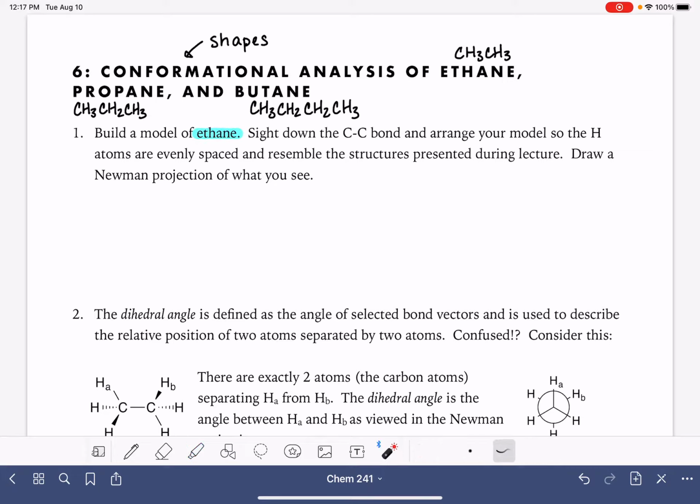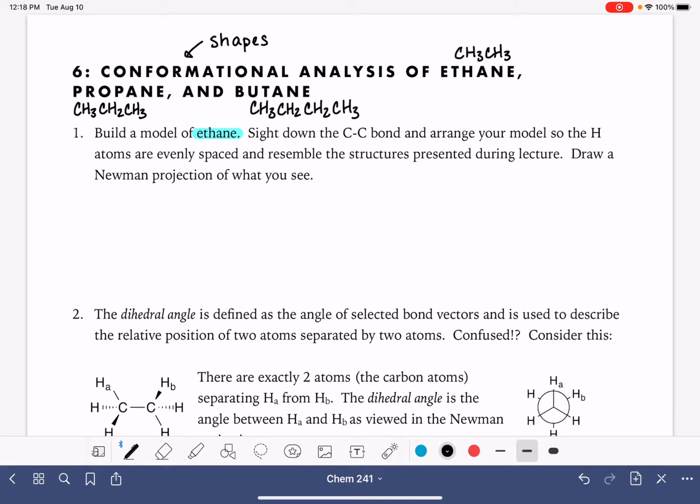You're definitely going to want to use your model kit to build a model of ethane and sight down the carbon-carbon bond. So that means you want to hold your model in your hand so that the carbon atoms are stacked one directly on top of each other. So you're basically going to be looking at it from this perspective. You're not going to be looking at it where the carbon atoms are side by side. You want to view it so the carbon atoms are sitting right on top of each other, and then arrange those 6 hydrogen atoms so that they're all evenly spaced with respect to each other.